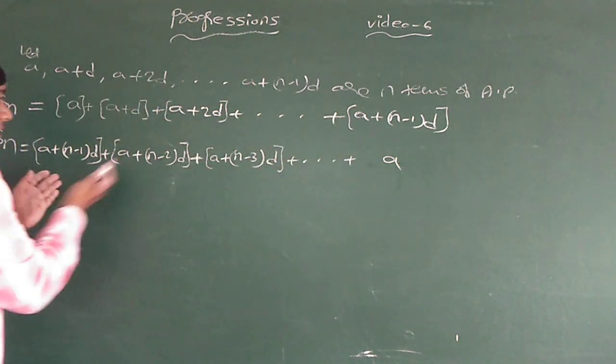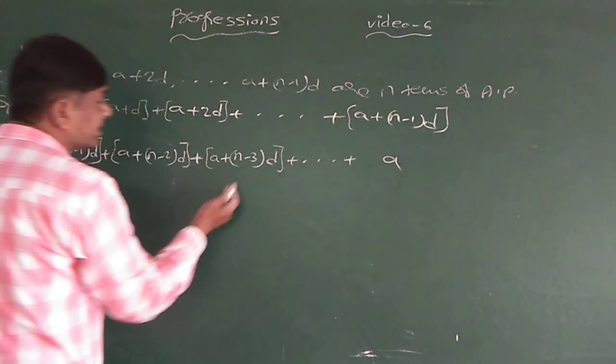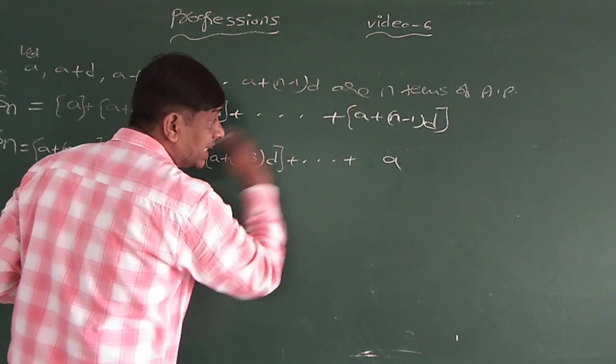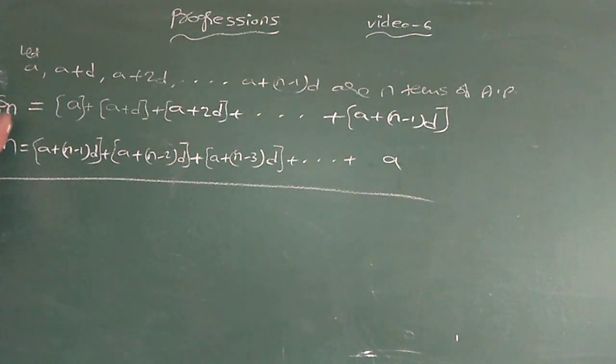a plus n minus 2 into d, a plus n minus 3 into d, and so on. The first term becomes the last one. Now add them. Sn plus Sn is 2Sn, which is equal to, here, the first terms added: a plus a is 2a plus n minus 1 into d.